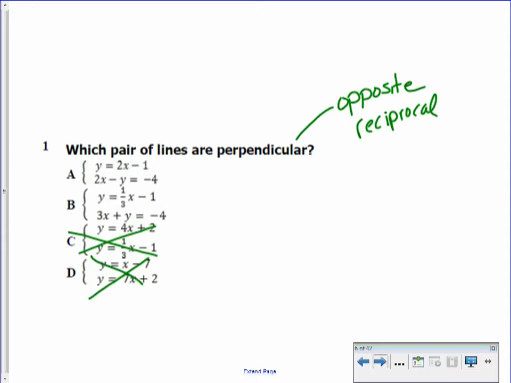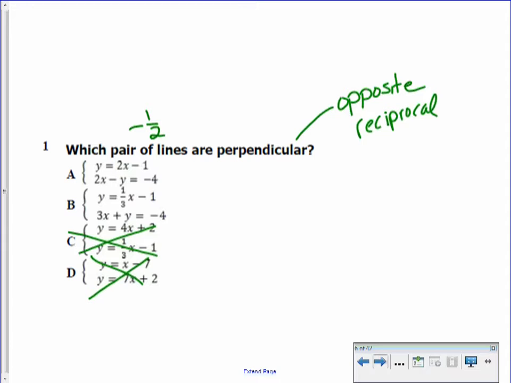So now we have to actually go through and change them around. In A, go ahead and change this one around. What will be the opposite reciprocal of 2? Flip over that 2. So, if we get a slope of -1/2 for A in the starting equation, then we will have a perpendicular line.